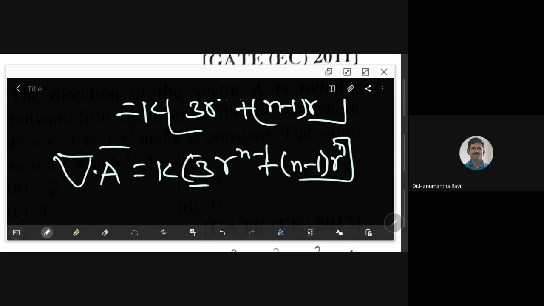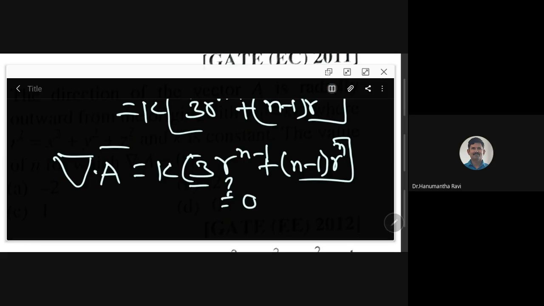So for this to be equal to 0, what is n, he is asking? So for that to be equal to 0, your n must be equal to... So what are the choices? We'll see what is there. It is a simple thing.